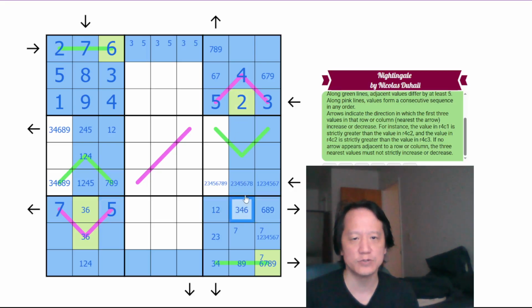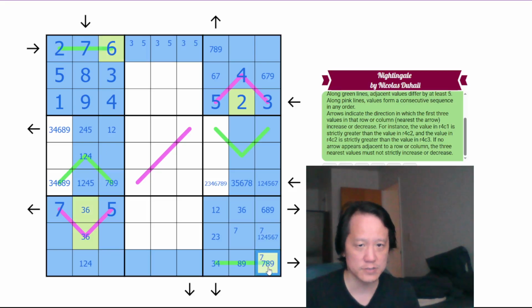2 eliminates 2 in the rest of the column. 5 eliminates 5 in the rest of the column. 4 eliminates 4 in the rest of the column. And 3 eliminates 3 in the rest of the column. 6 doubled means we do not have 3 or 6 available to be doubled anymore. So this can't be 6, which means one of these is 7, 8, or 9.